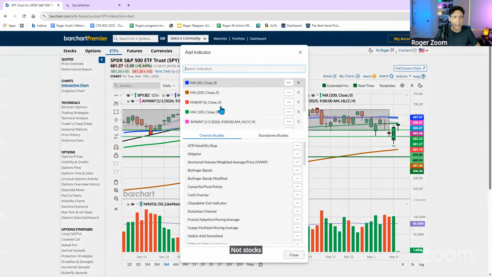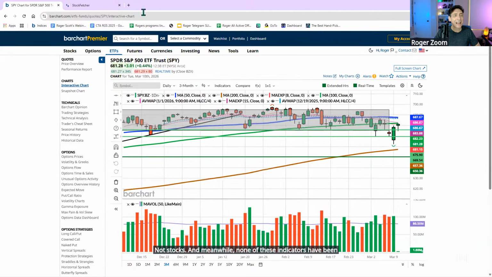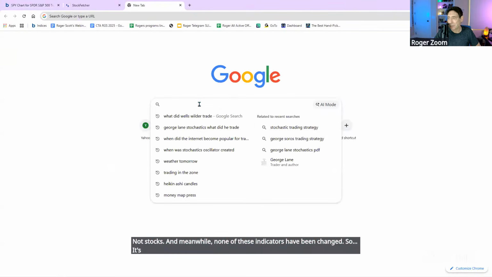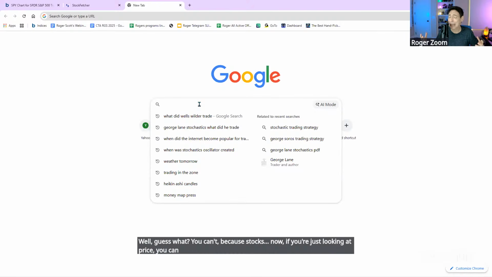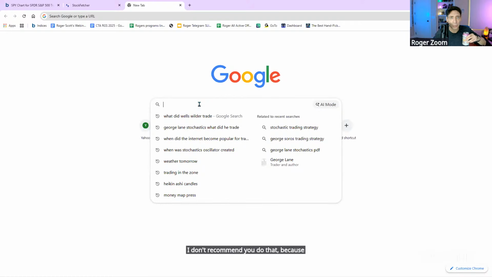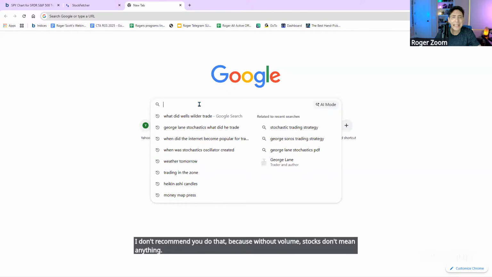And meanwhile, none of these indicators have been changed. So it's very lazy, but it's very easy to just say, oh, it's technical analysis. Technical analysis just works on everything, right? It's price. Hell, we can just use the same indicators that we've been using for the last 50 years. Well, guess what? You can't, because stocks. Now, if you're just looking at price, you can. I don't recommend you do that because without volume, stocks don't mean anything. They don't mean anything. You understand?